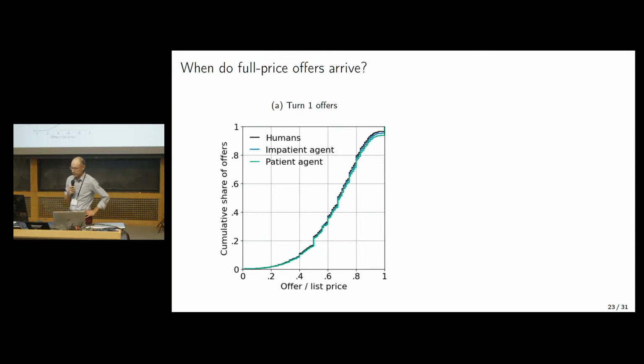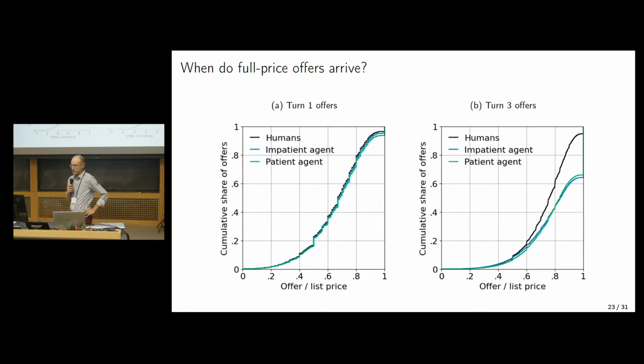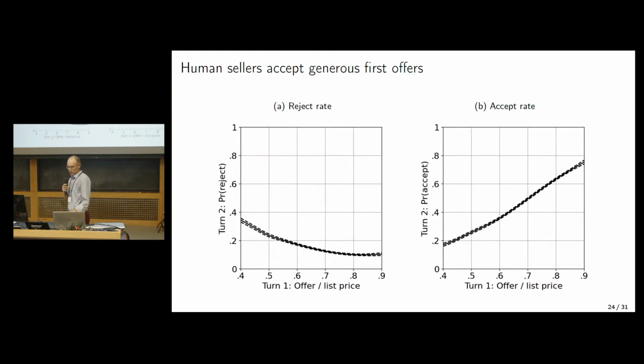So if you look at the distribution of first offers, they're the same regardless of whether the seller is a human or the impatient agent or a patient agent. Where we see separation is when we look at turn 3 offers. Okay, so turn 1 is the buyer's first offer, turn 2 is the seller's response, turn 3 is the buyer's response. We see here that very few offers to human sellers are for the full list price in turn 3, but there's something about what the agent sellers are doing in turn 2 that elicits many more full price offers in turn 3. Okay, so let me tell you more about what's going on here.